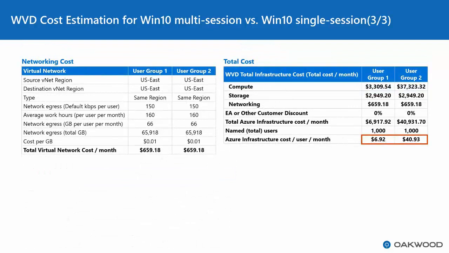Network bandwidth, and then our total price is how we arrive at that $6.92 per user number, whereas you're paying more like $41 for users in a single session setup. You can see how the multi-session offers huge price savings in the long run.